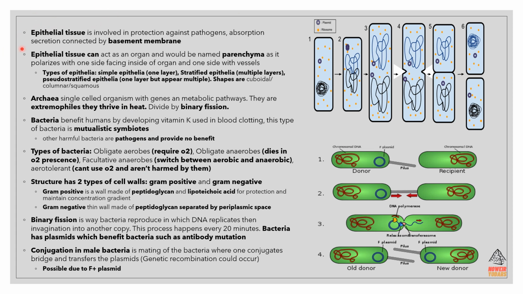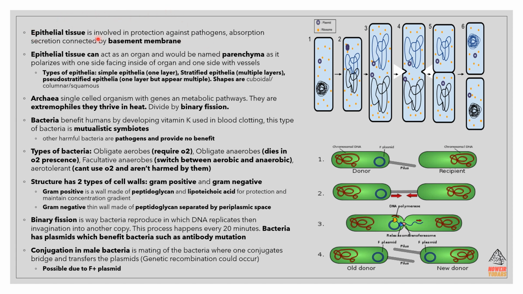So moving on, we have epithelial tissue. Personally, I even struggled a bit at the beginning of understanding what epithelial tissue really is, but epithelial tissue is involved in protection against pathogens and absorption and secretion, and it's connected by something called basement membrane. Epithelial tissue does a whole lot of stuff. So basically, it's involved in protection, absorption, and secretion. So you can, I guess, call it 3 in 1, 4 in 1, something like that. And then it's connected by basement membrane.